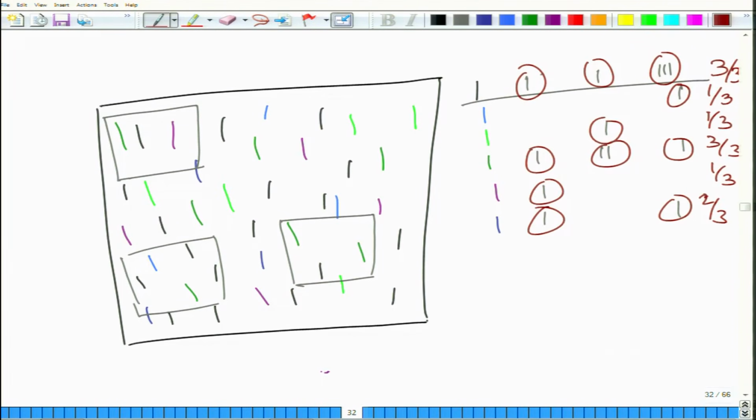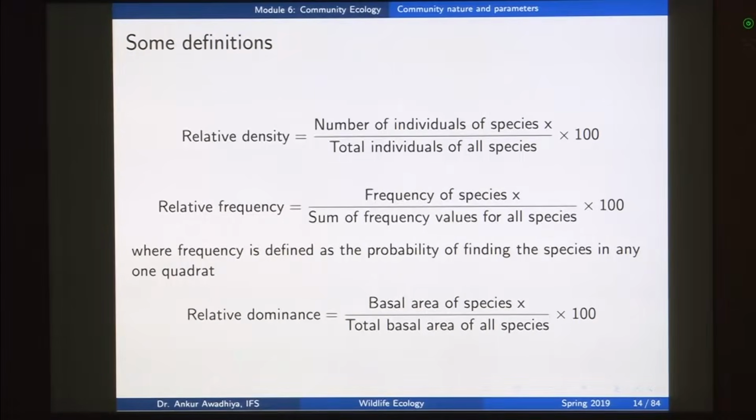Whereas, in the case of the species that is light blue in color, it is only found in 1 out of every 3 quadrates, because the number of these individuals is very less. It is only 3 individuals that are there in this particular community. So, frequency also gives us an indication of how different species are having different numbers of individuals. So, that is the relative frequency of species X divided by the sum of the frequency values of all the species into 100%.